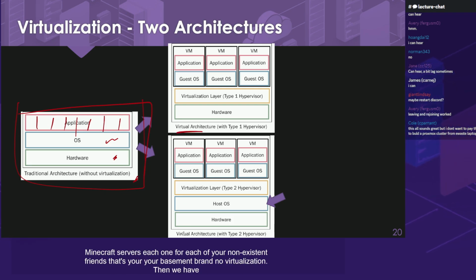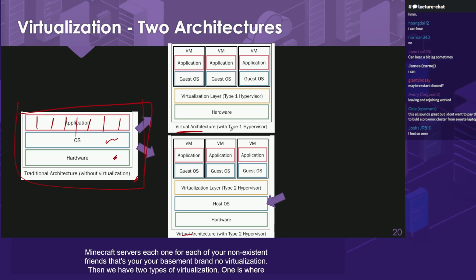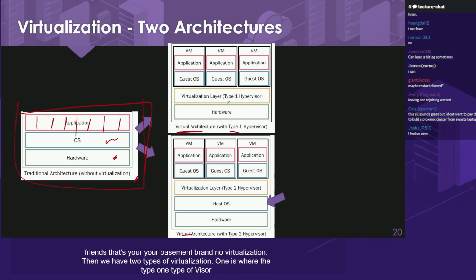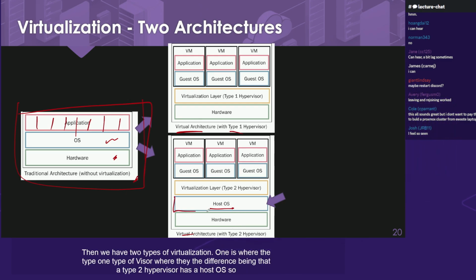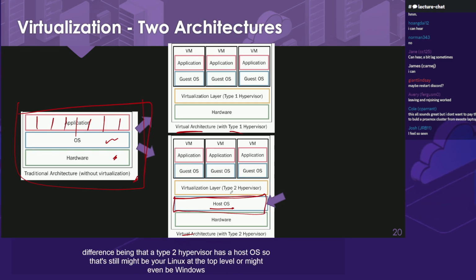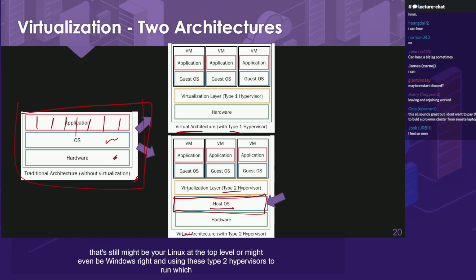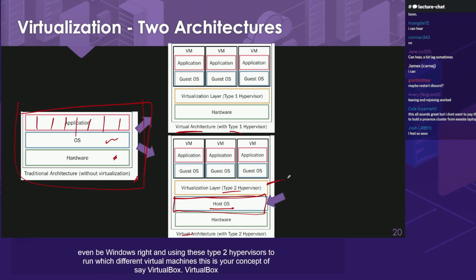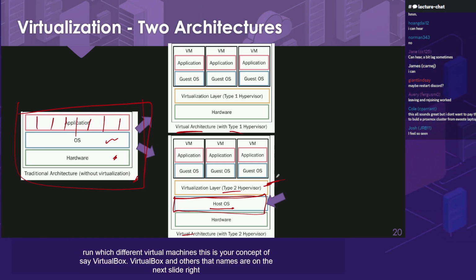Then we have two types of virtualization. A type 2 hypervisor has a host OS, so that still might be your Linux at the top level, or it might even be Windows, right? And you're using these type 2 hypervisors to run different virtual machines. This is your concept of, say, VirtualBox and others that names are on the next slide, right? Where you're running literal virtual boxes on top of a host OS.